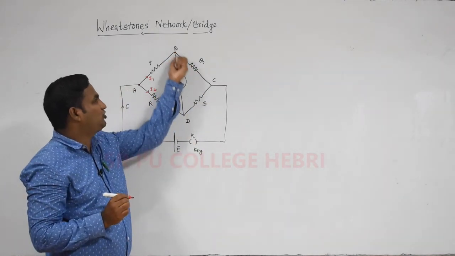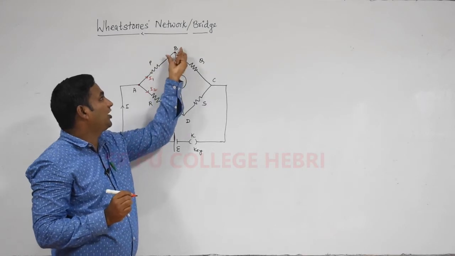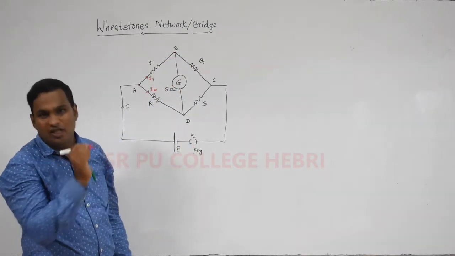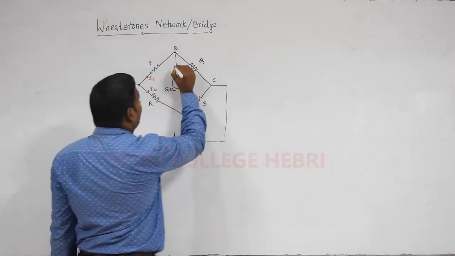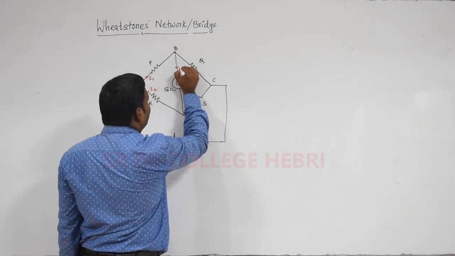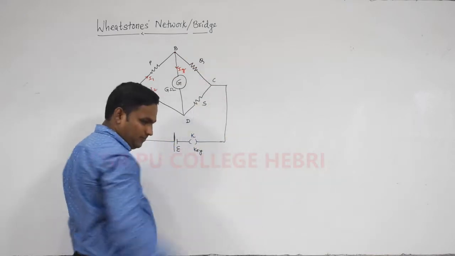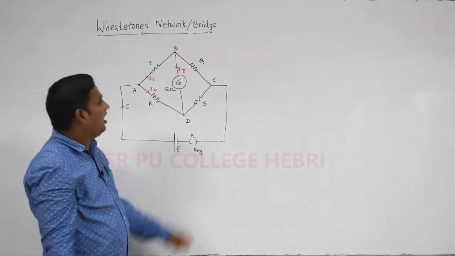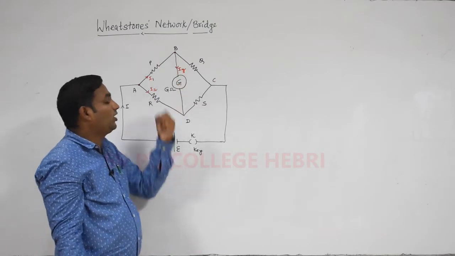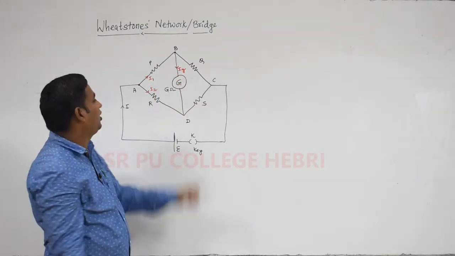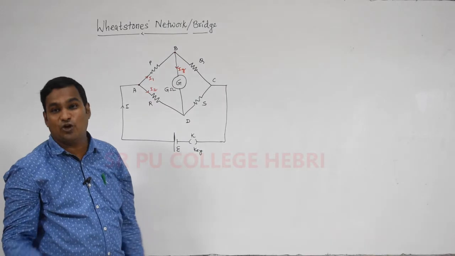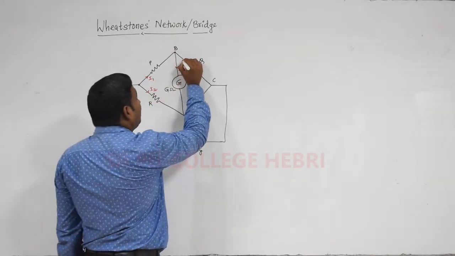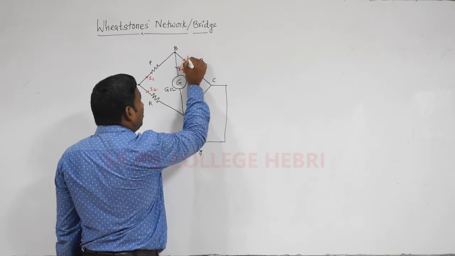Two more branches. I1 reaches here and again divides into two branches. Again, the current flowing through a galvanometer we take as IG. IG is the current flowing through a galvanometer, and the amount of current flowing through a galvanometer mainly depends on the value of galvanometer resistance G ohm. And the current flowing through a resistor Q is equal to I3.